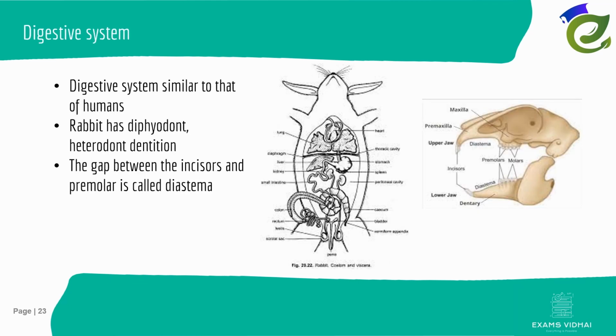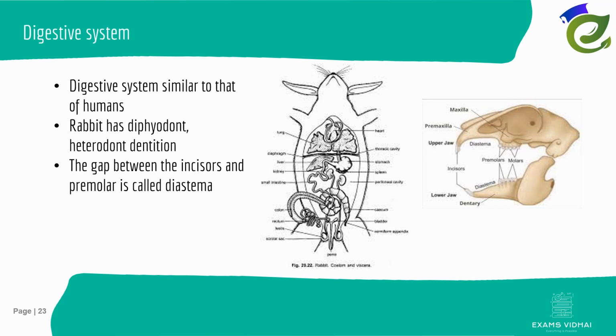Coming to the digestive system in rabbits, it's basically very similar to that of humans, and it includes the alimentary canal and the associated digestive glands. The mouth in the rabbit is a transverse slit, which is bounded by the upper and lower lips.